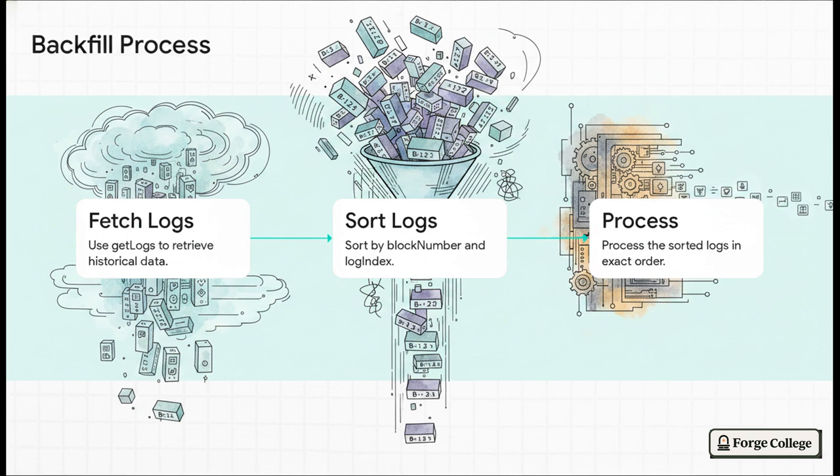And third, process them. Now, why the sorting step? Well, because RPC providers sometimes return historical logs in completely chaotic, out-of-order arrays. By sorting them deterministically before processing, we prevent our application from getting hopelessly confused by a totally scrambled timeline.